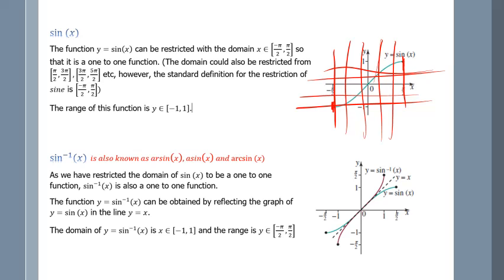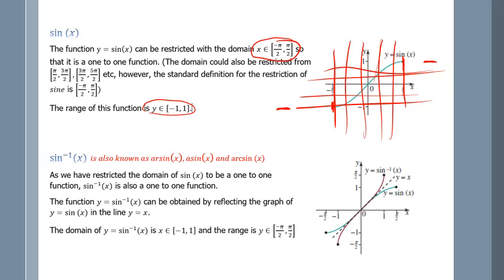If we use this restriction, we can see here that our range is from negative 1 to 1. So our original function we restrict to be from negative pi on 2 to pi on 2, and that allows the range of that function to be from negative 1 to 1.